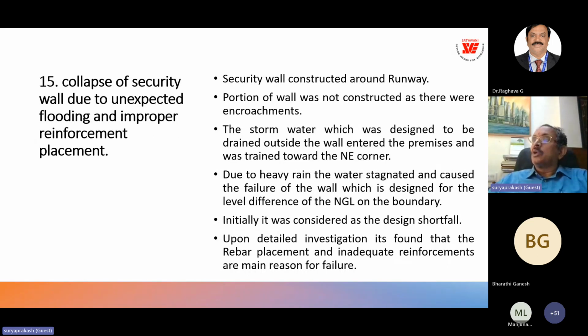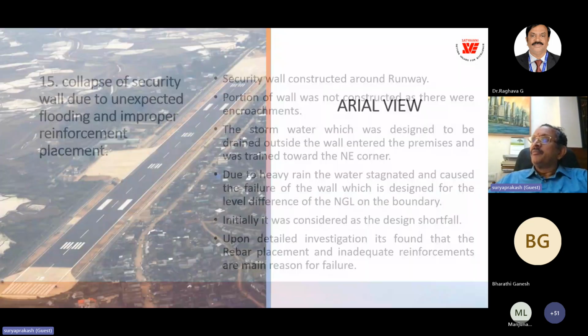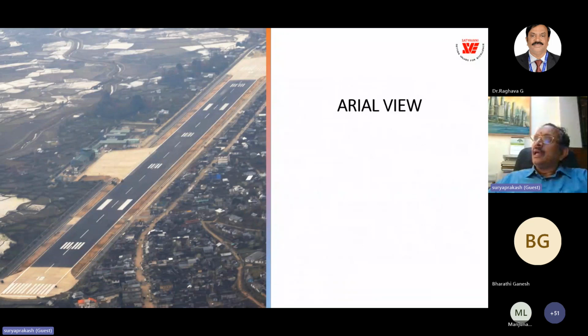And we have solar fencing on top of this in some cases. This is the aerial view of the site where we had this boundary security wall, and you can see the occupancy encroachments near the airport even.